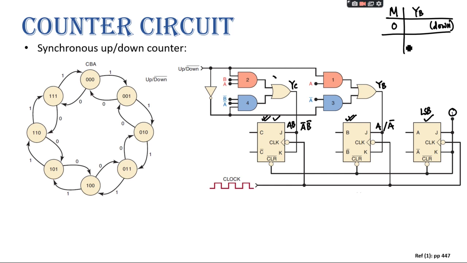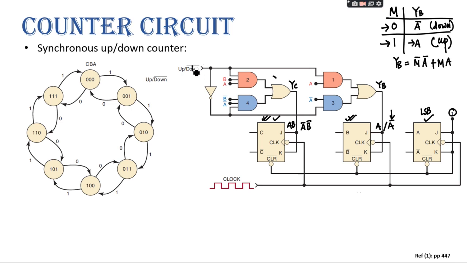So in order to have a down counter, what do we need to have? A bar, right? And when it is 1, it will count up. So for the up counter, it should be A, right? Yes, sir. Now, if we want an equation for YB, what should it be? So M bar when it is 0 and the output should be A bar, plus when M is 1, then the output should be A, right?